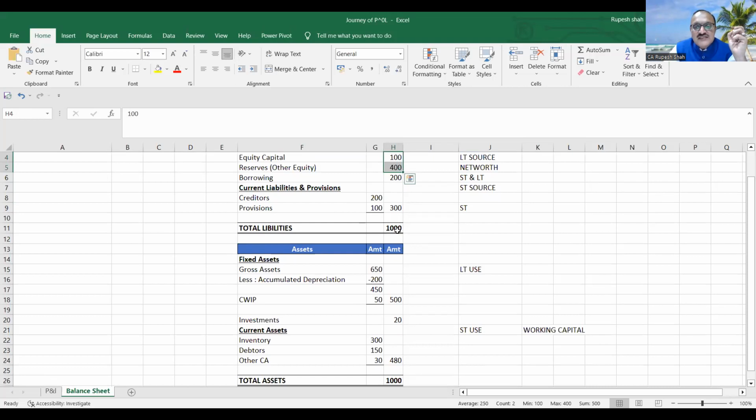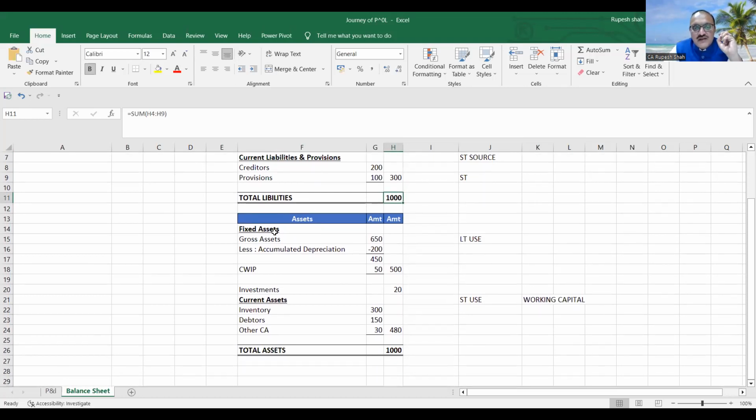Then the question arises that I have this 1,000 crore source available. I have already raised this 1,000 crore, or I have this money. The next question that arises as an analyst is where I have deployed this money. Now just look at the first, the fixed assets: land and building, plant and machinery, furniture, etc. It is always classified or presented in this manner that gross asset is 650 crore, gross block.